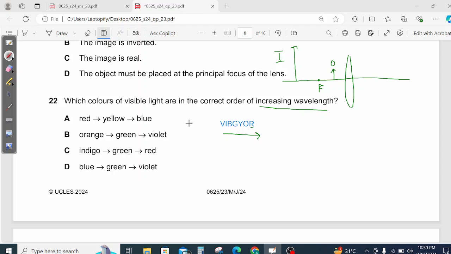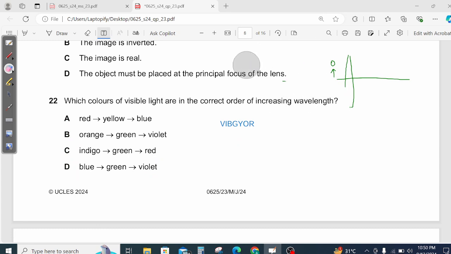So you have to check the order. First one is red, yellow, blue. No, this is decreasing order. This is incorrect. Orange, green, violet. No, this is also decreasing wavelength. Indigo, green, red. Yes, this is your correct option. Blue, green, violet. No, it is wrong. Violet is wrong here. Okay, so your option will be C.